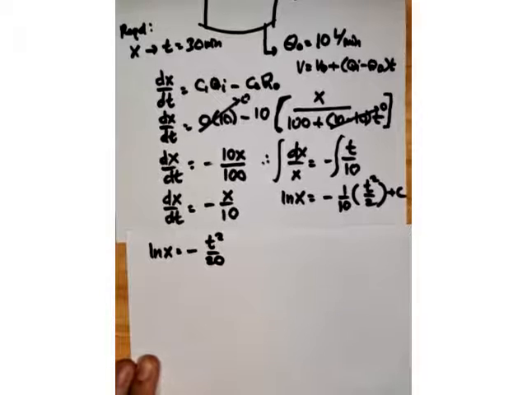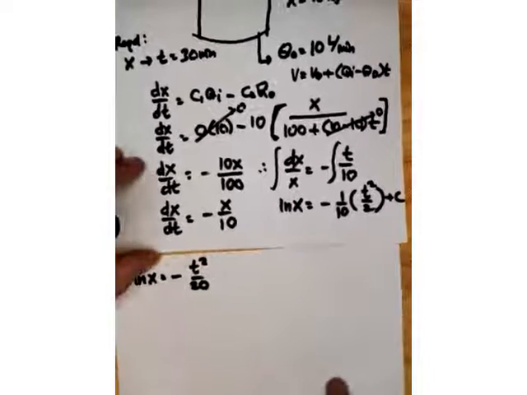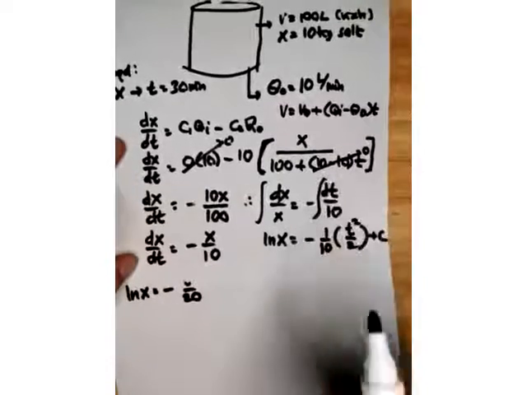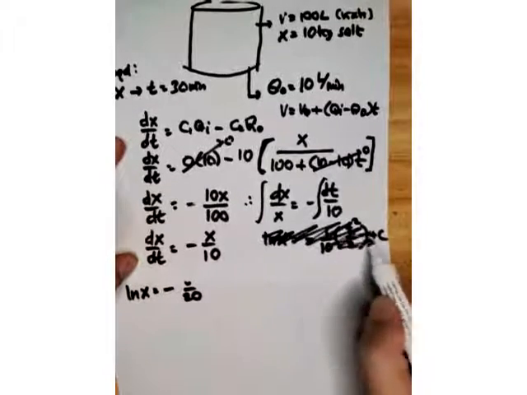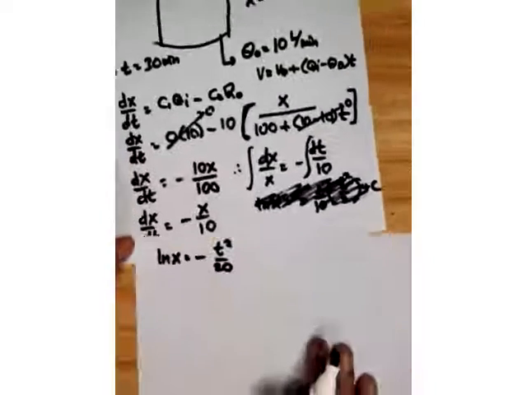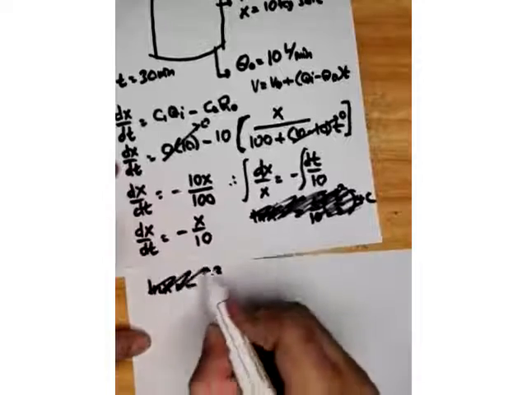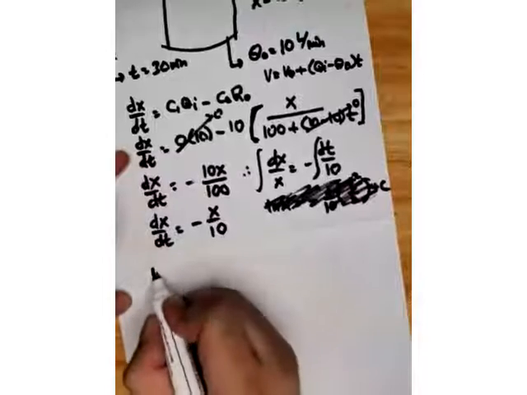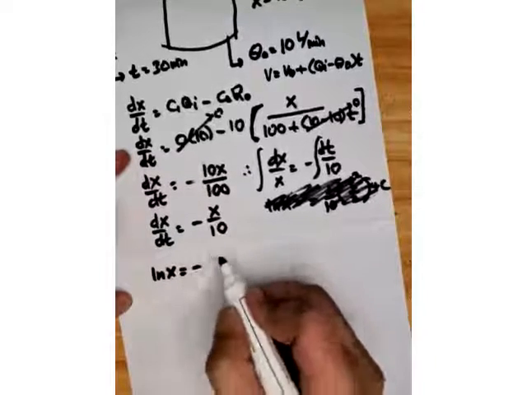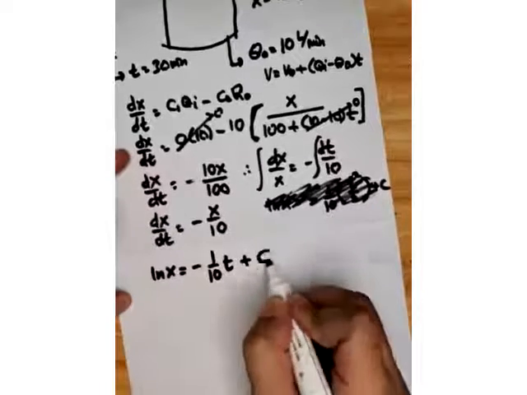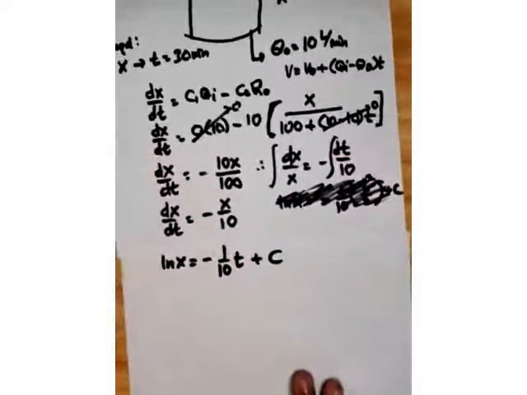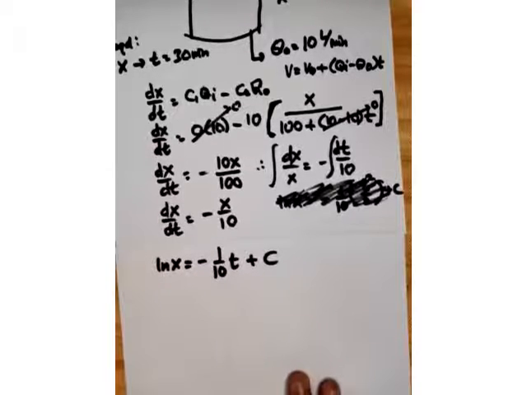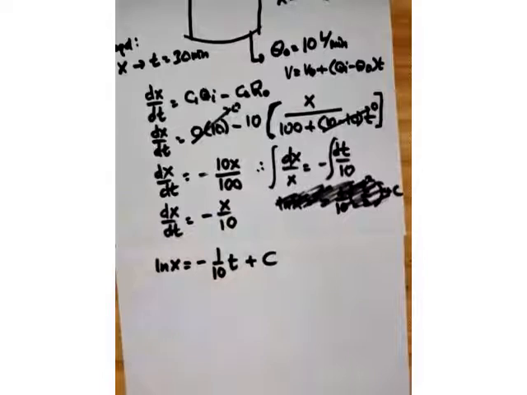Tama ba ako? Ay, sorry. Mali. dt pala to. So, mali ako ng integration. dt lang pala yun. So it should only be ln of x is equal to negative 1 over 10 t plus c. Tama ba? Cross-multiply ko lang kasi itong dalawa.